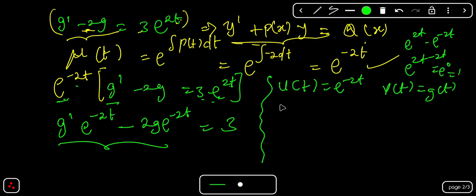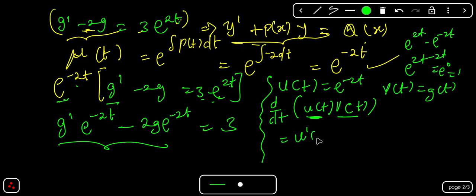From the product rule, if you have d dt of u of t multiplied by v of t, this will be equal to, the first thing you are going to do is to differentiate the first function with respect to t, then you multiply by v of t. So that will be u prime of t multiplied by v of t, then you add the next thing: you differentiate the second function, which is v prime of t, then you multiply by this function here, which is u of t. So that will be v prime of t multiplied by u of t. That is the product rule.